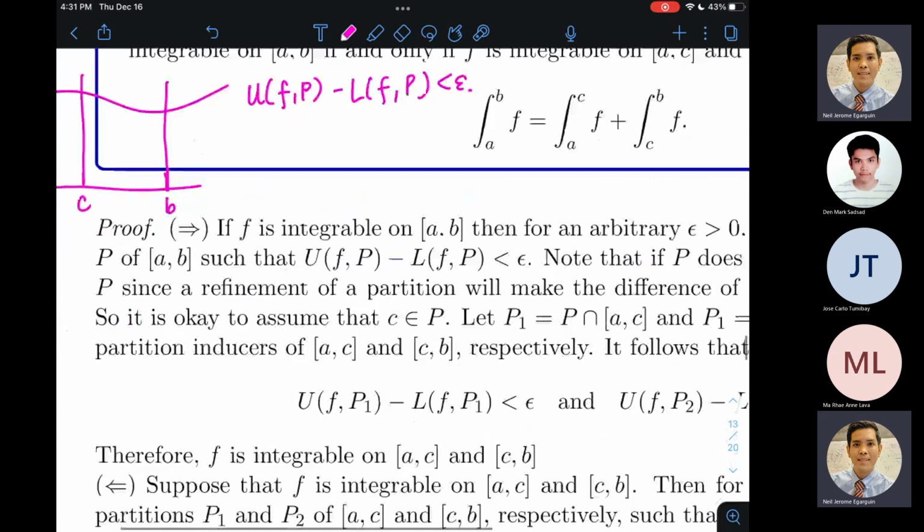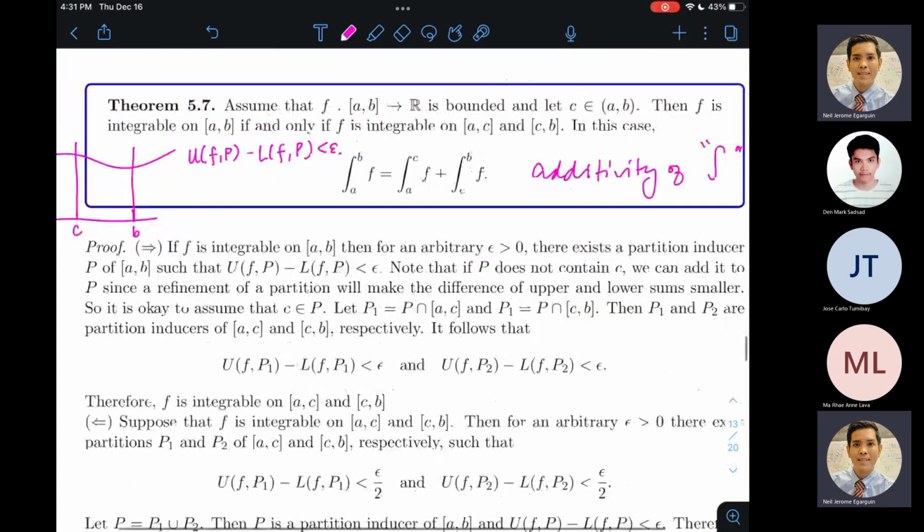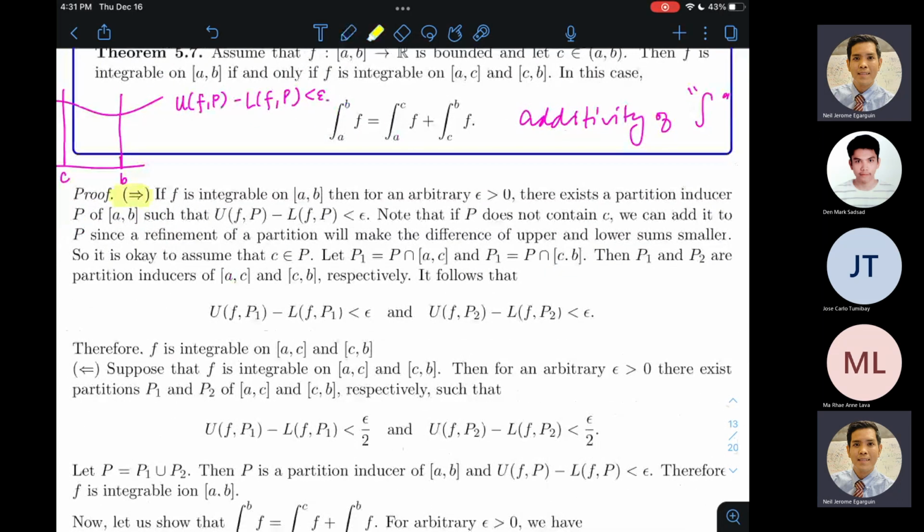Tapos yun lang yung actually gagamitin ko, Theorem 5.1, a nice play on the epsilon challenge doon sa integrability criterion. Okay, so let's start with the forward direction. So we will assume that f is integrable on the closed interval AB. Tapos gagamitin ko nga yung integrability criterion, Theorem 5.1. Pag si f ay integrable, then given any epsilon greater than 0, however small, there will exist a partition inducer P of the closed interval AB such that the upper Riemann sum minus the lower Riemann sum will be less than epsilon. Okay? And we know this guy is a positive number kasi nga yung upper Riemann sum ay laging mas malaki sa lower Riemann sum. So this is still a small positive number, smaller than the arbitrarily small epsilon chosen before.